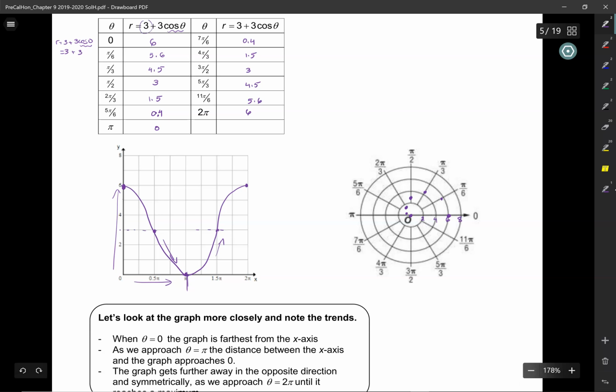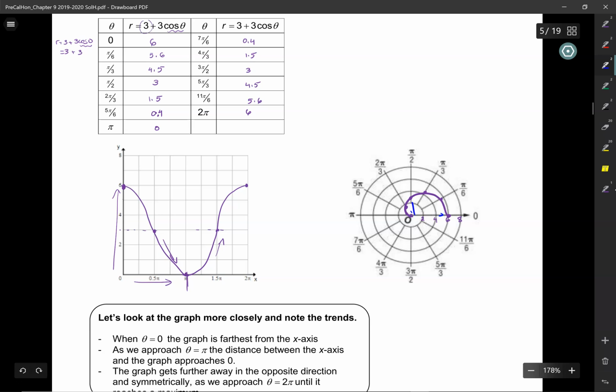Okay, so what have I traced so far? What have I made so far? That's what I've made so far. All right, so look at that. My radius was largest, and then it got smaller, smaller, smaller, smaller until it became 0.